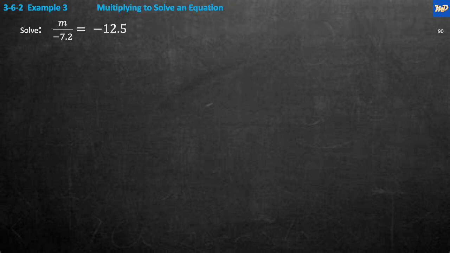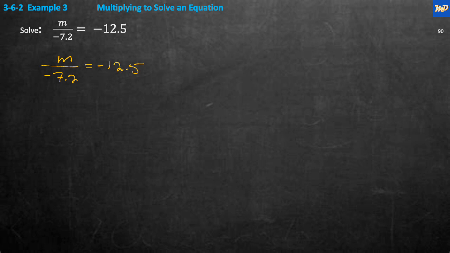Example 3, multiplying to solve an equation. We start off with a divisor. We're dividing into our variable, and we have to multiply to get rid of it. So m divided by negative 7.2 is equal to negative 12.5. To get m by itself with a coefficient of 1, we have to get rid of the negative 7.2 in the denominator by multiplying each side by negative 7.2.